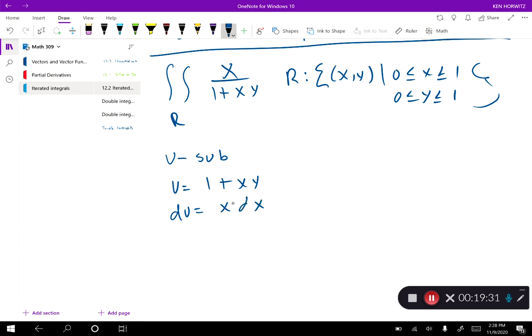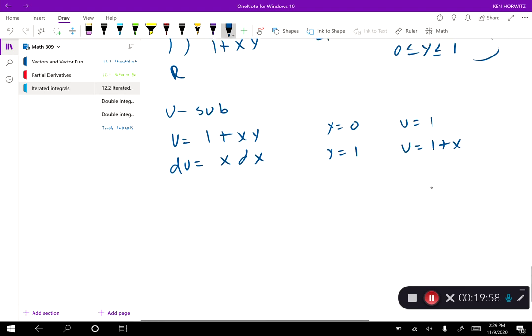All right, and even before I write out the integral, I'm going to change my limits. So my y equals 0, I'm going to plug it into my u function, and I get u equals 1. I'm going to take my y equals 1 and plug it into my u function, and I get u equals 1 plus x.